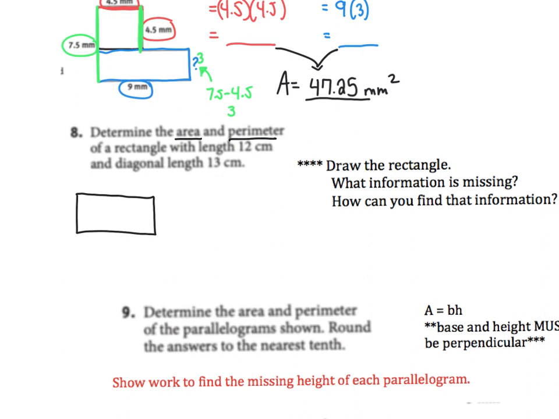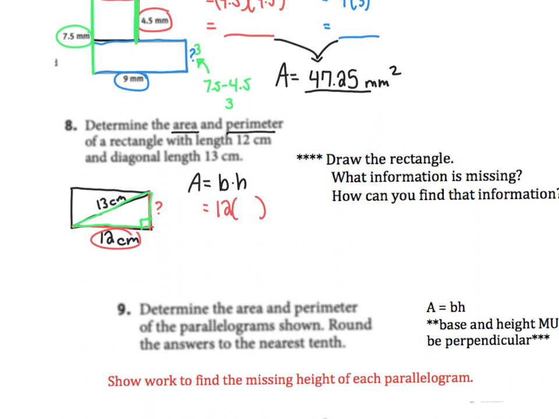I know that the length is 12 centimeters, and I know that the diagonal is 13 centimeters. Now to find the area, I need to multiply my base times my height. I can see that my base can be this 12 centimeters, but I am again missing my height. So I can plug in my 12 for the base, and I'm going to have to come back and find the height. Remember that a rectangle has a right angle, which means I once again have this right triangle. And to find the height of the right triangle, I can once again use the Pythagorean theorem. Some of you may recognize this as one of our Pythagorean triples. If you don't, we can just plug it into the Pythagorean theorem.